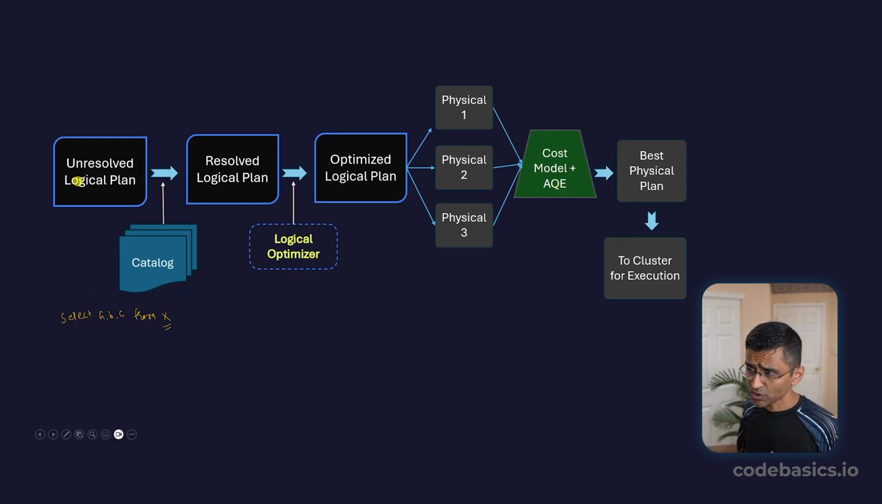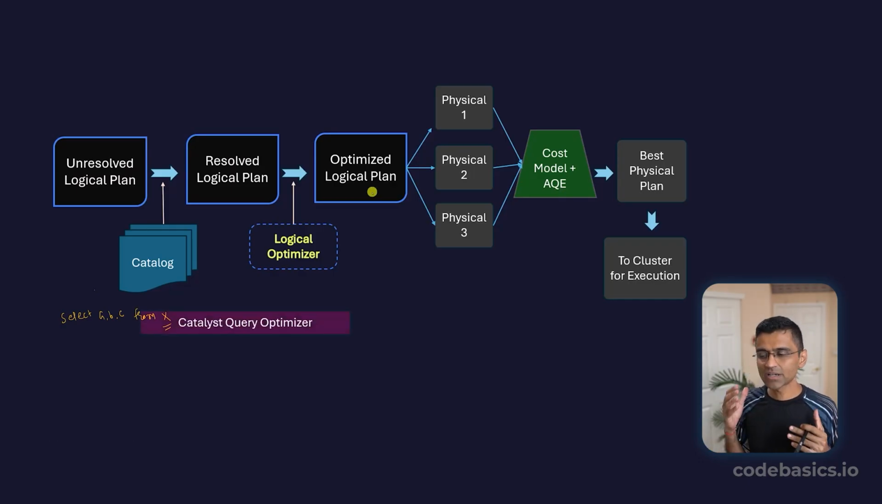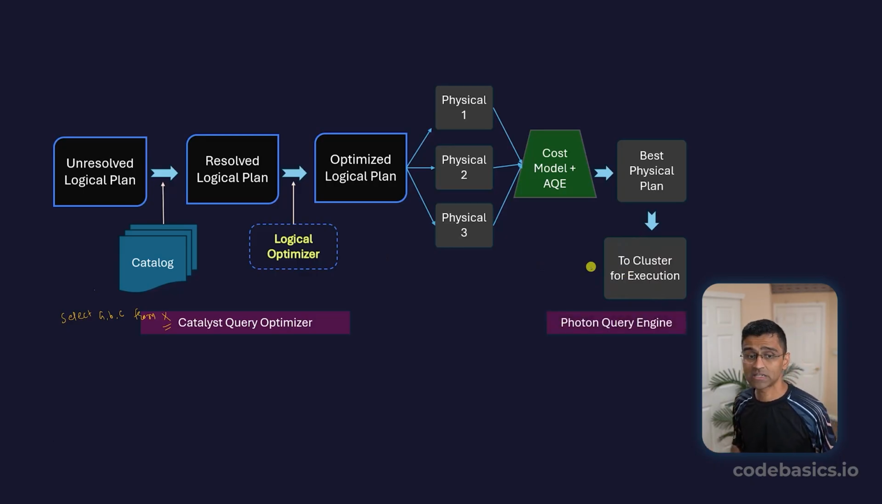Now from unresolved logical plan to optimized logical plan, there is a component called Catalyst Query Optimizer which comes into play, and it will help you create the optimized logical plan. Here we are just creating a plan, we are not executing it. The execution happens here in the last block. At that time, we will have Photon Query Engine, which is a high performance vectorized query engine written in C++. It is relatively modern, and that will make sure that your query gets executed really fast.